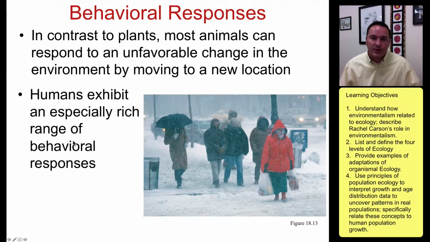Behavioral changes are another way that plants and animals can respond to the environment, and humans are obviously very good at this. We put on thick winter coats, we carry umbrellas around with us.